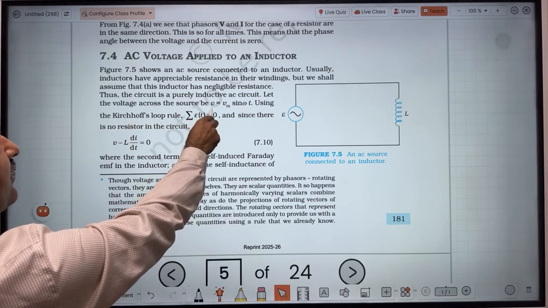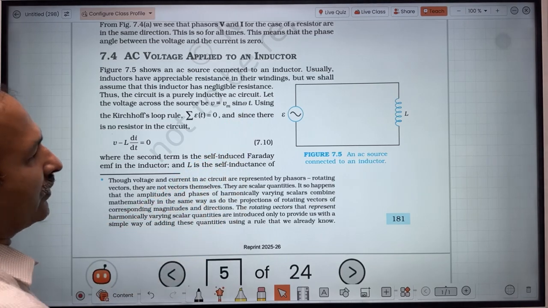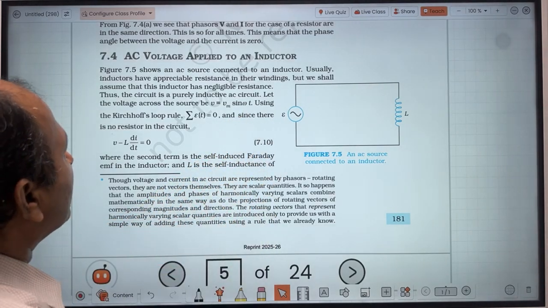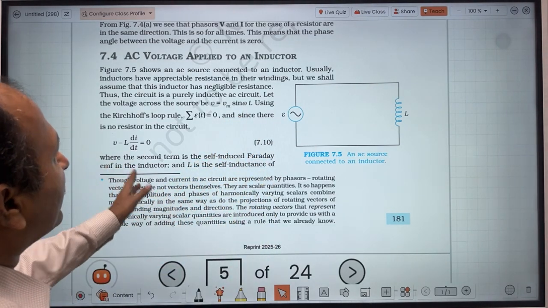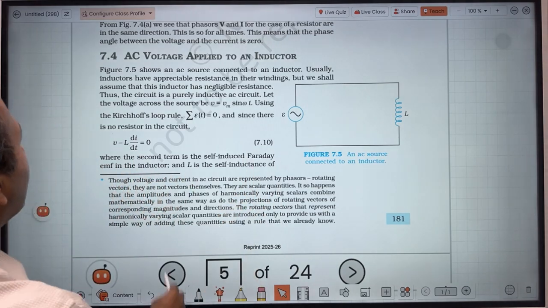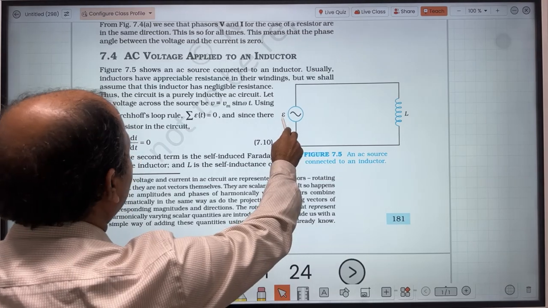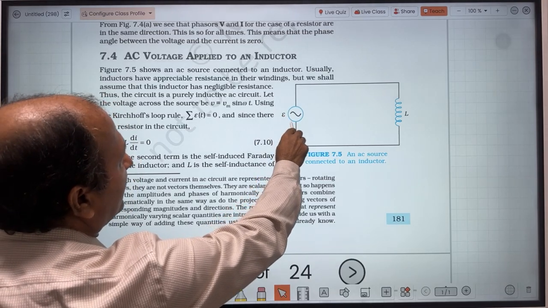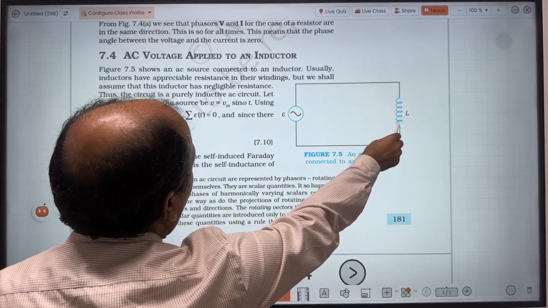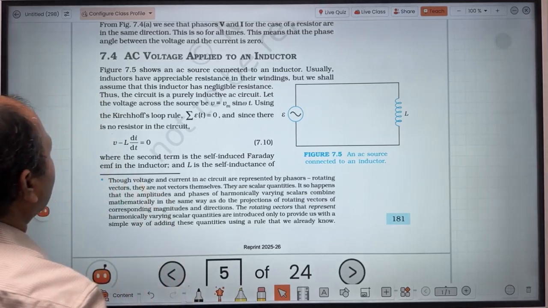Let the voltage across the source be V equal to Vm sine omega t. You know that an AC source is written like this. Using Kirchhoff's loop rule, the total voltage must be 0. So we can say V minus the sum of the two voltages. This will be E or V equal to Vm sine omega t, and this will be minus L di by dt. The sum of the two must be 0.